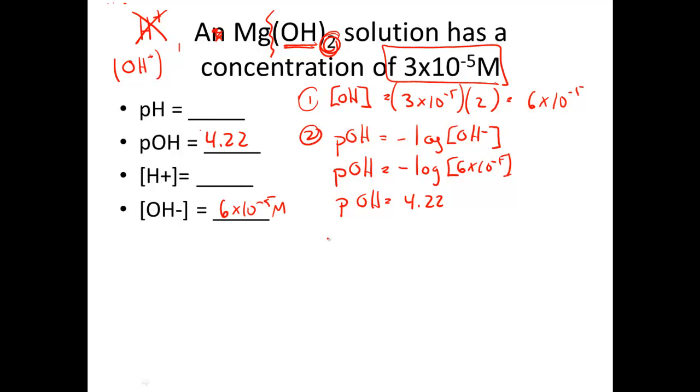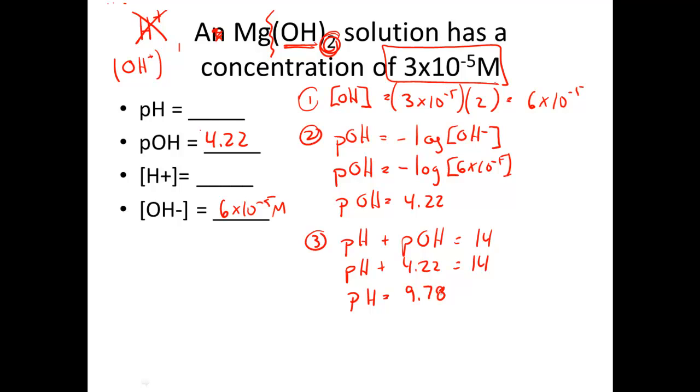I'm down with that. Step number 3, I'm going to use the good old classic formula, pH plus POH equals 14. A little substitution here, pH plus 4.22 is going to equal 14. And now I find out that my pH is going to be equal to 9.78. I have a basic solution is what I have here. So my pH is 9.78.